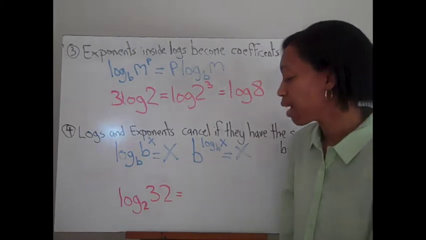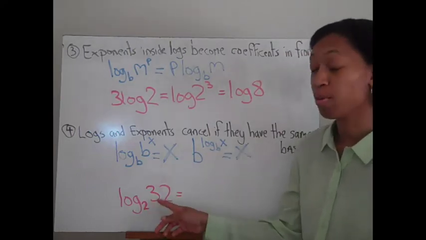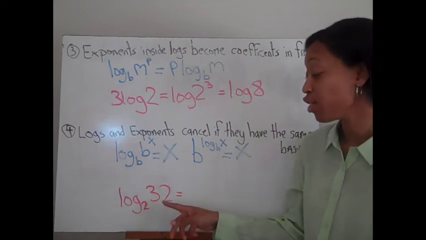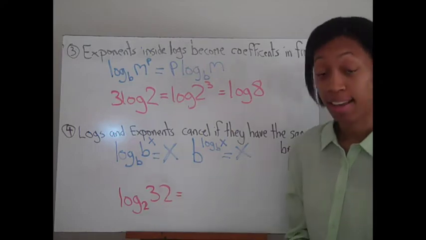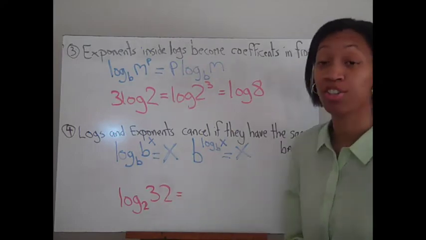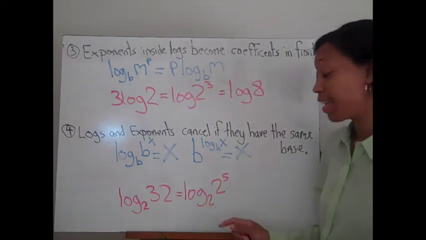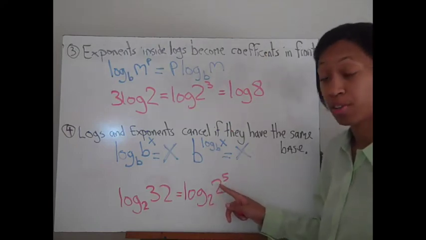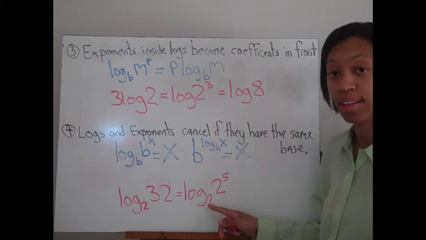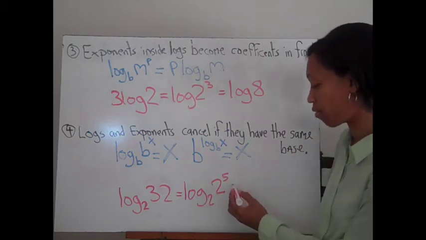So now in this example, log base 2 of 32, well 32 is actually a power of 2. I can rewrite this using 32 to be 2 to the 5th power. Now, because I was able to rewrite this using a base of 2, the 2's here will cancel out, and the answer is just 5.